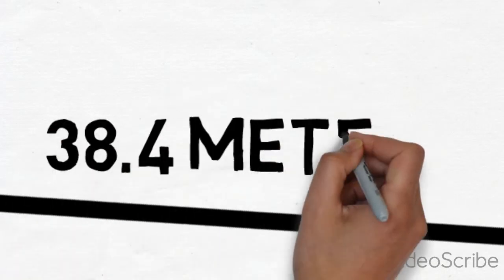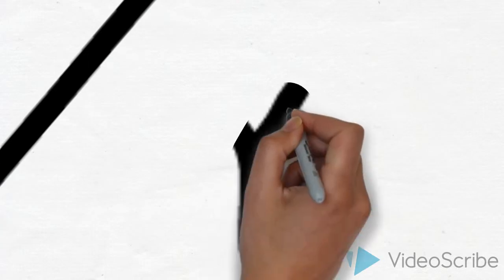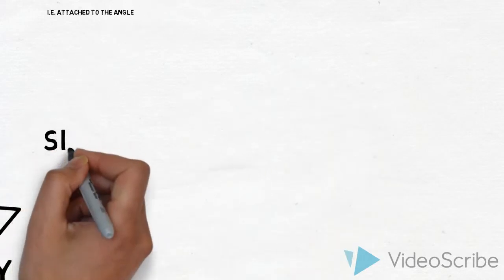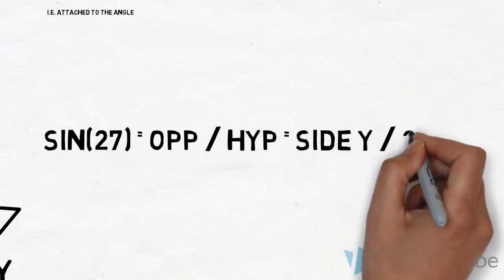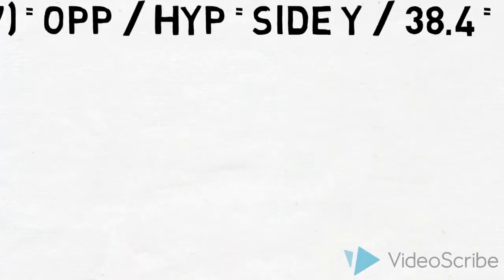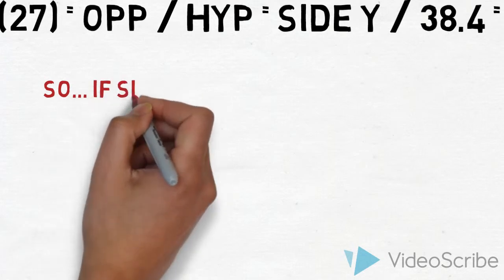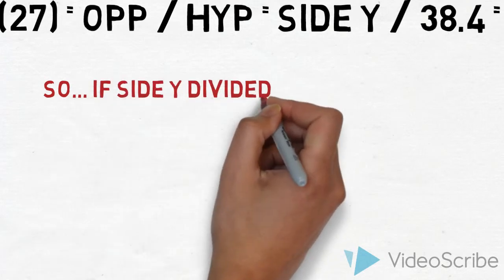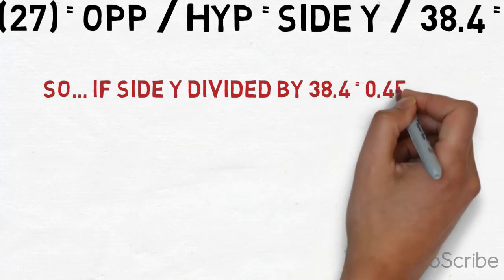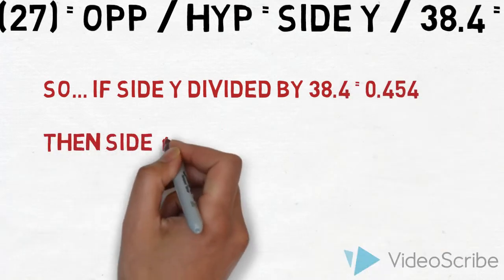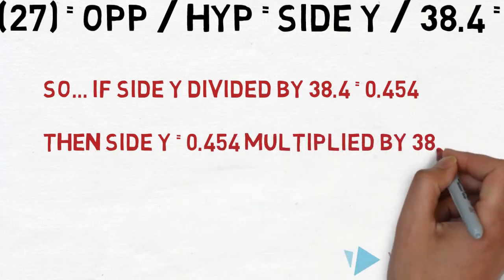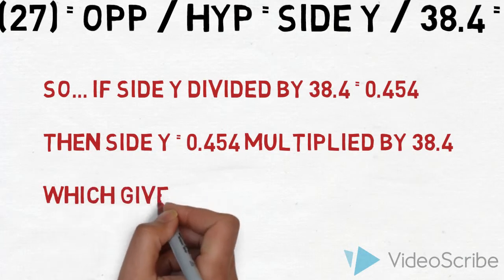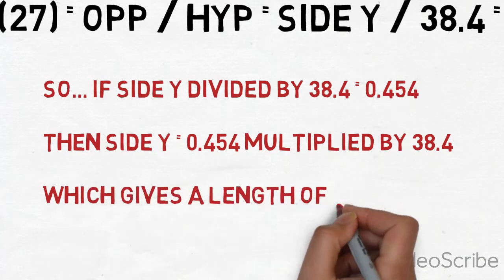So here in example 1 we have a right angled triangle with a marked angle of 27 degrees, a hypotenuse of 38.4 meters, and an unknown side which is the opposite, y. So if we have the opposite and the hypotenuse, we're working with sine. So sine 27 is y divided by 38.4, and doing that on the calculator it's 0.454. So if side y divided by 38.4 is 0.454, then side y is 0.454 multiplied by 38.4, which gives us a length of 17.4 meters.